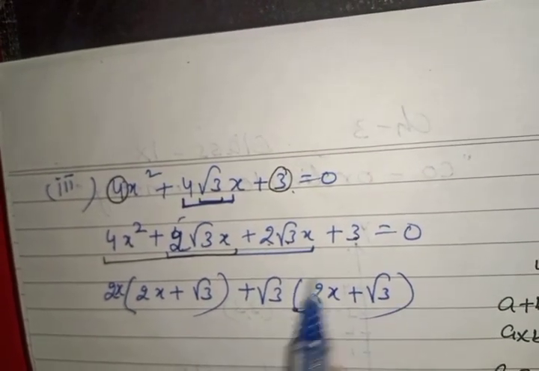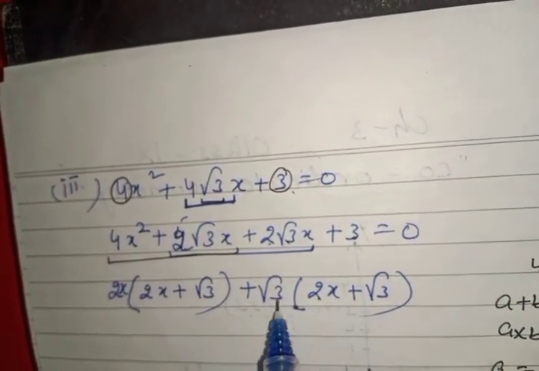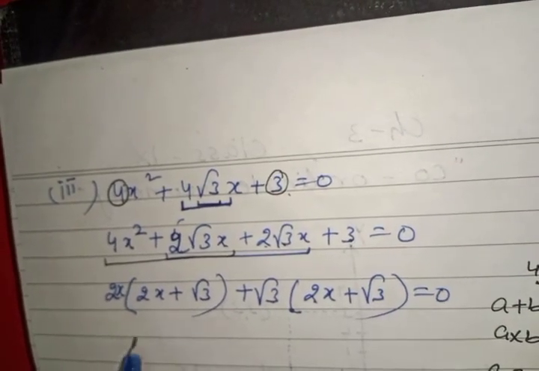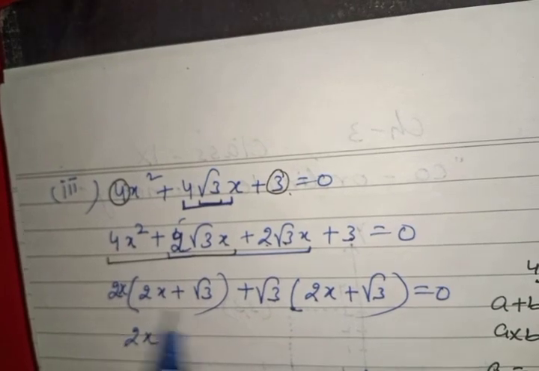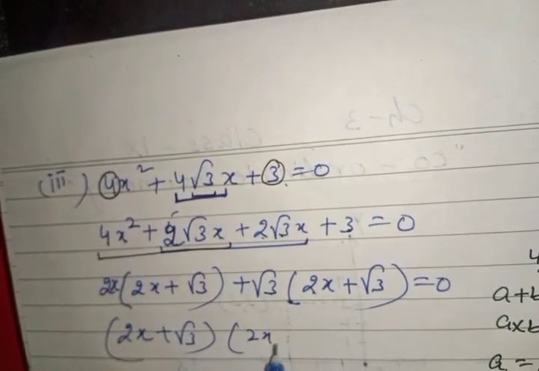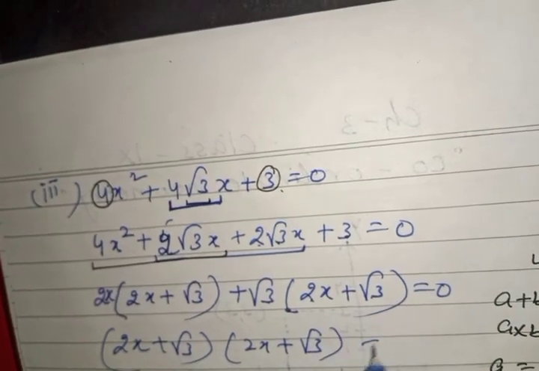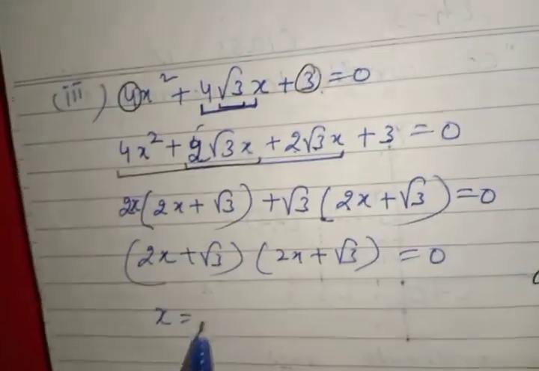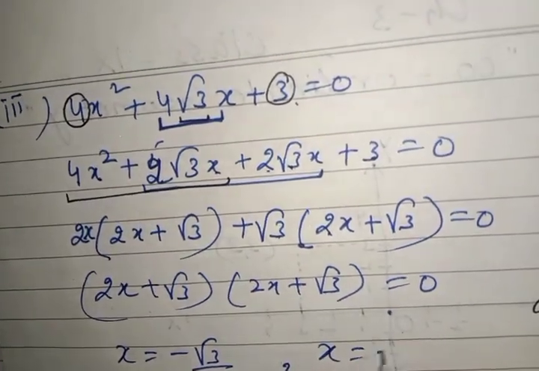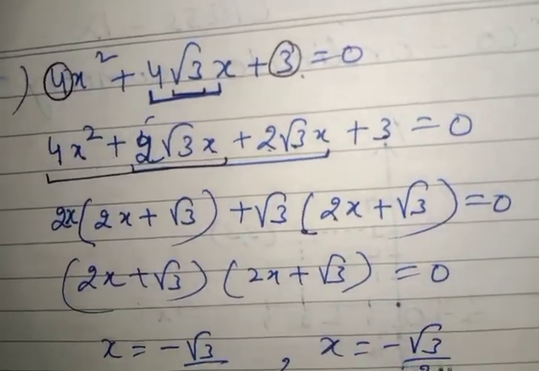You can again check after multiplying: 2 root 3x, and root 3 into root 3 is 3. So one bracket is 2x plus root 3, and the other is also 2x plus root 3, and now you know how to solve it. Minus root 3 by 2, and the other is also minus root 3 by 2.